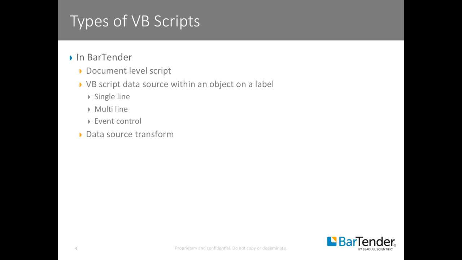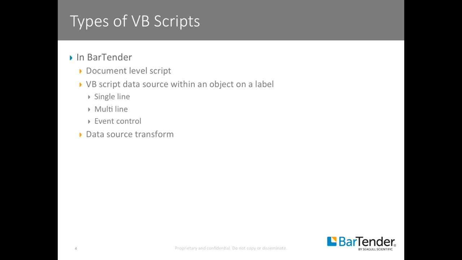Depending on the purpose of your script, you might need it to execute as infrequently as once per print job or upon opening a label, or as often as every single printed item, every single printed copy. To keep things as simple as possible, BarTender will usually execute your single or multi-line scripts when it thinks it's most appropriate.